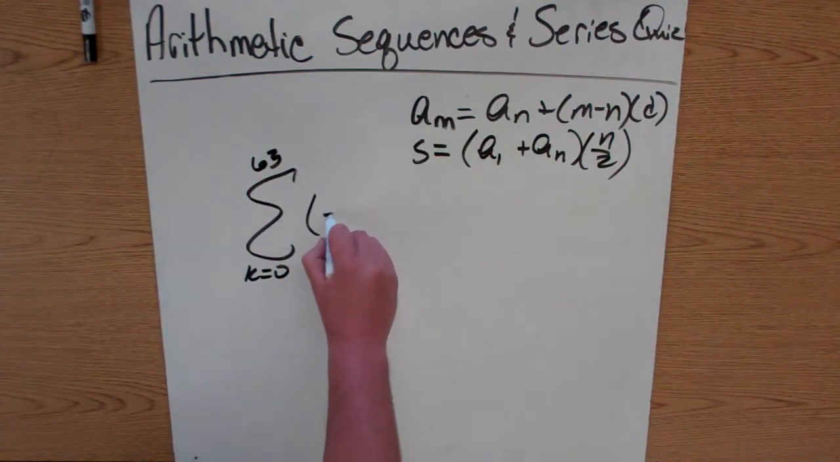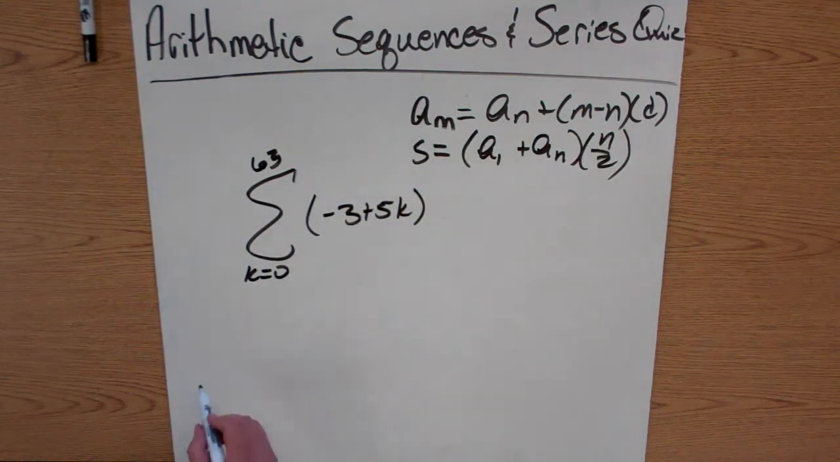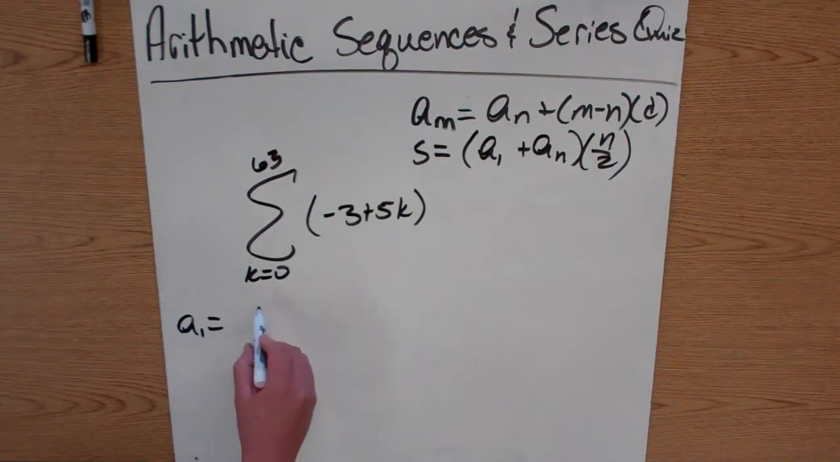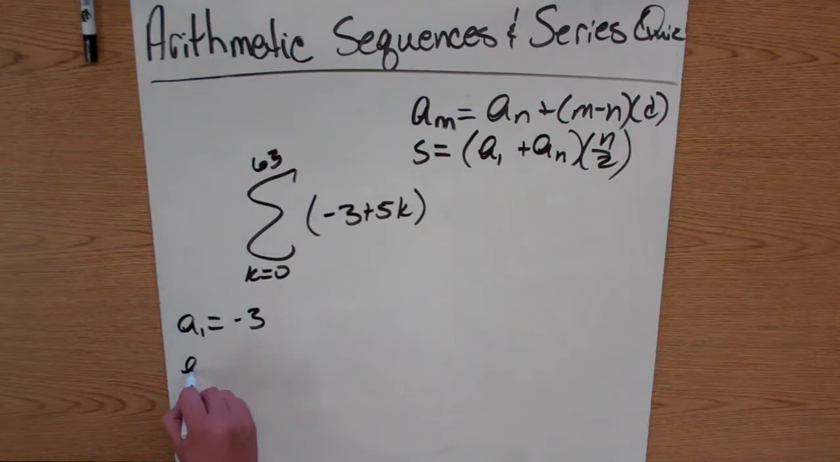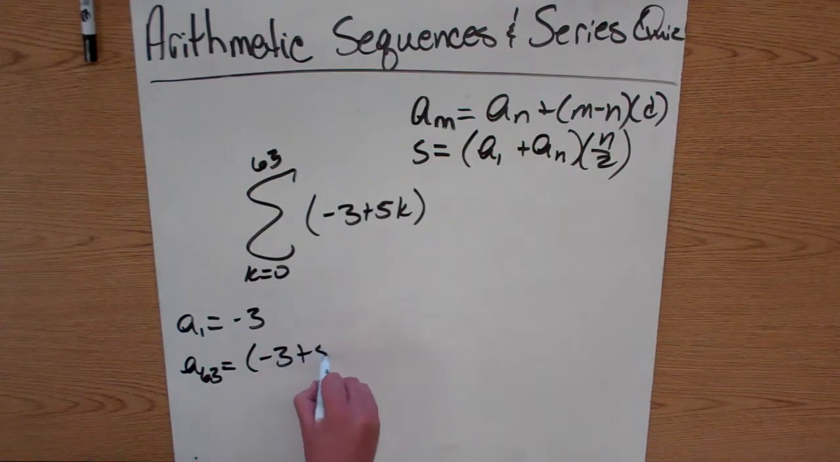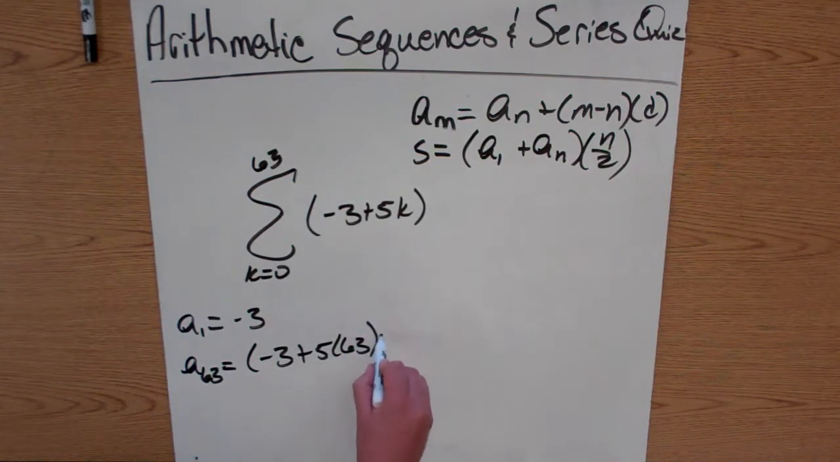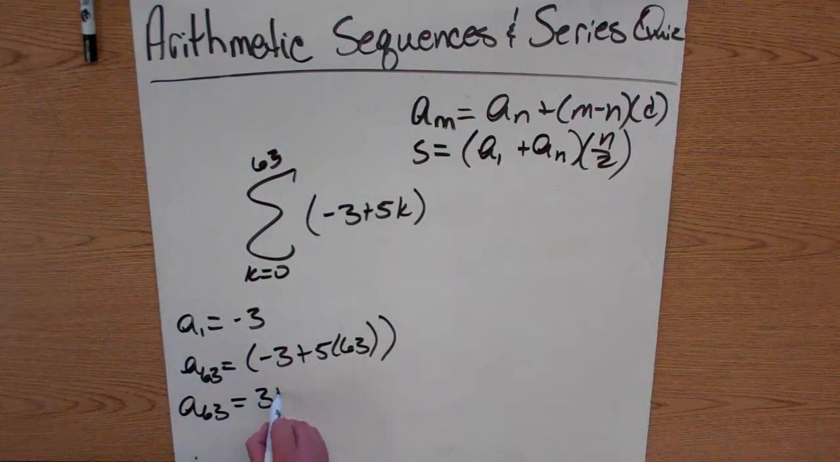63 of negative 3 plus 5k. All right. So find the first term. And that is simply you plug in the 0, that's gone. First term is negative 3. Let's find our last term, a sub 63. Negative 3 plus 5 times 63. All right, so a sub 63 equals 312.